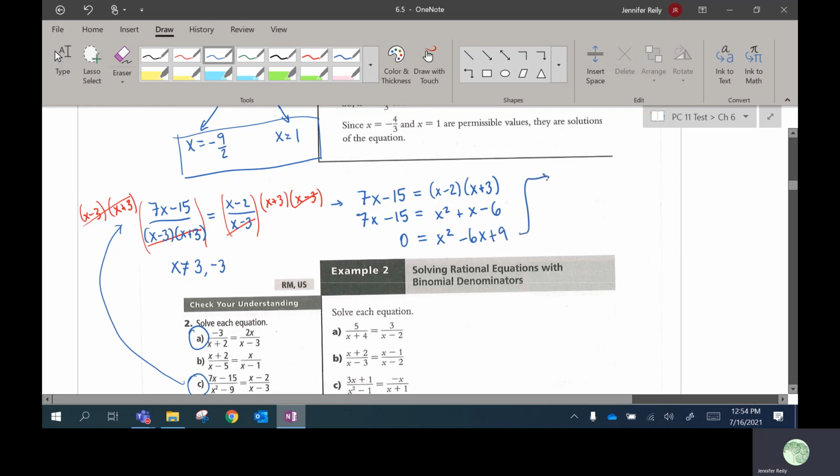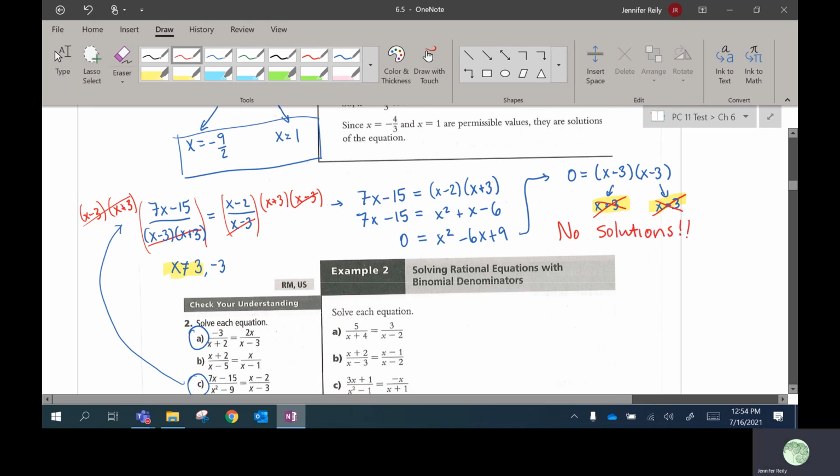Okay, now we can factor this. This factors to x minus 3 times x minus 3. So there's two solutions, but they're both the same. 3 and 3. Actually, though, we have to really be careful. 3 was one of the non-permissible values. So neither of these can be the solution because they would make the original equation undefined. So there are no solutions to this problem.